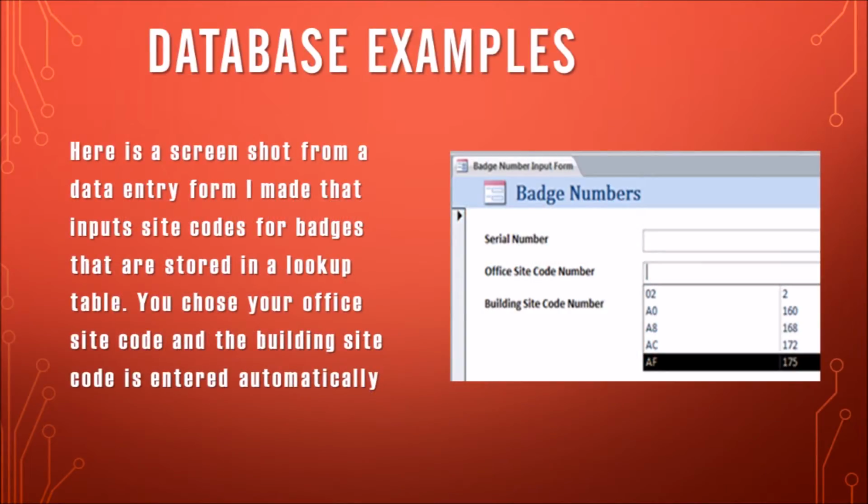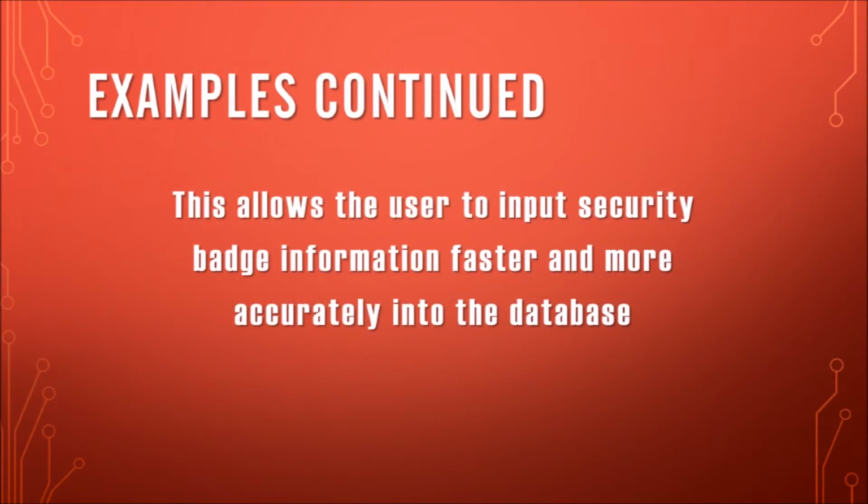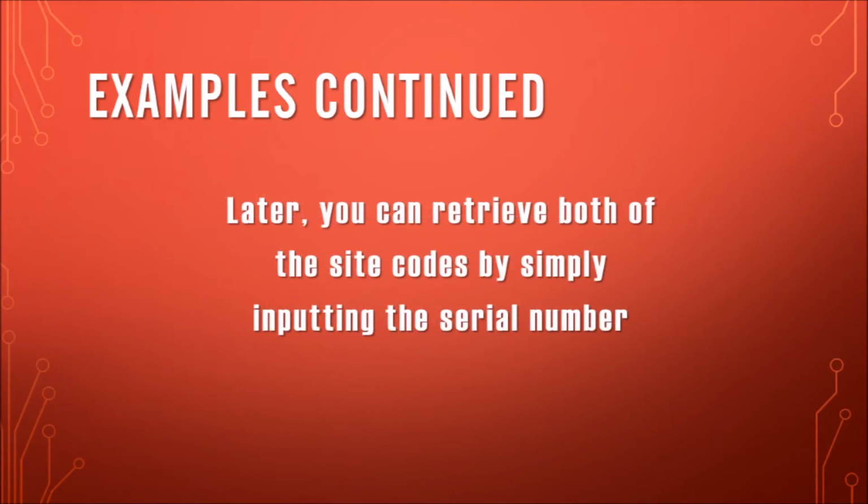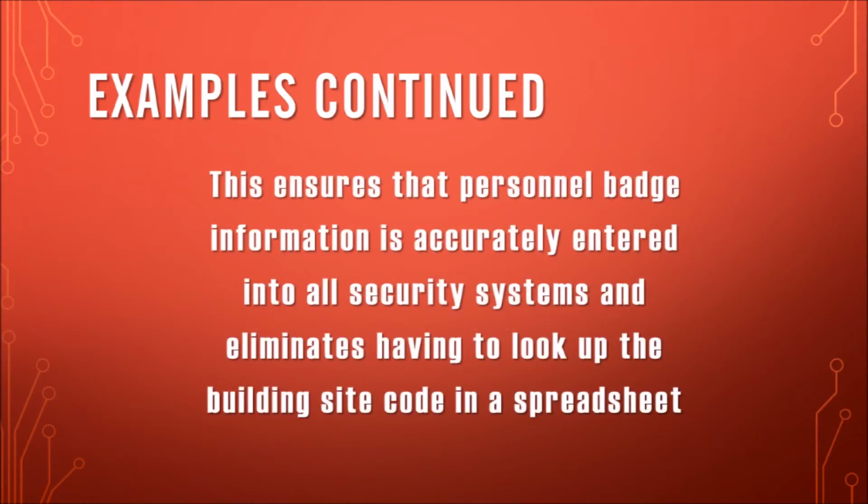Database examples. Here's a screenshot from a data entry form that I made, and what this does, it inputs the correct site code for a badge security badging system. So you only have to know one site code and it will automatically put in the second one for you correctly. This allows the user to input security badge information faster and more accurately into the database. Later, you can retrieve both of these site codes by simply inputting the serial number. This ensures that personnel badge information is accurately entered into the security system and eliminates having to look up building site codes in a spreadsheet.